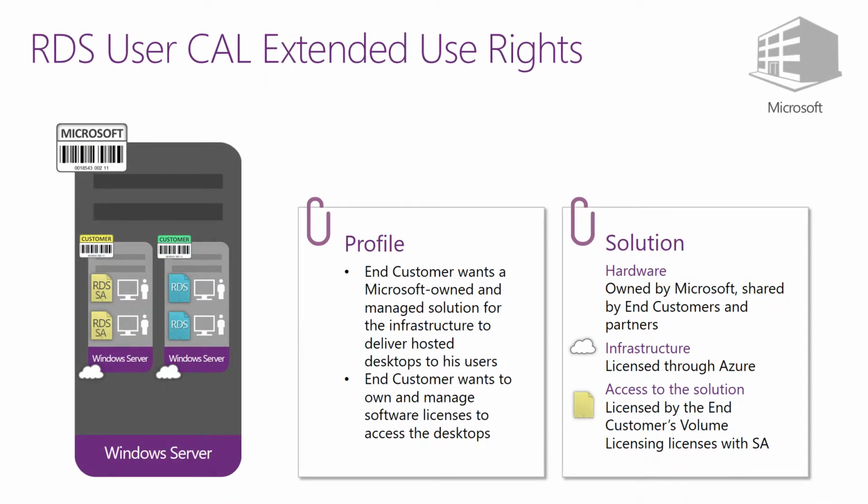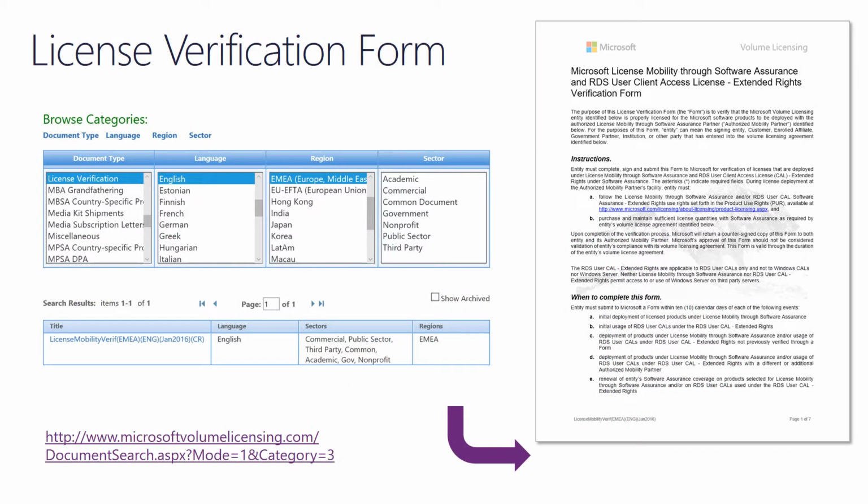Now, this is actually delightfully simple. It's exactly the same as within the service provider's data center. An end customer can choose to use existing RDS user CALs with SA to access hosted desktops in Azure, or if he doesn't have these licenses, then a service provider can report RDS SALs through his SPLA agreement. Do you remember with the license mobility through SA benefit that an end customer needs to complete the license verification form to assign the relevant licenses to either Azure or a service provider's data center? Well, exactly the same process is used when RDS user CALs with SA are assigned to either of these environments as well.